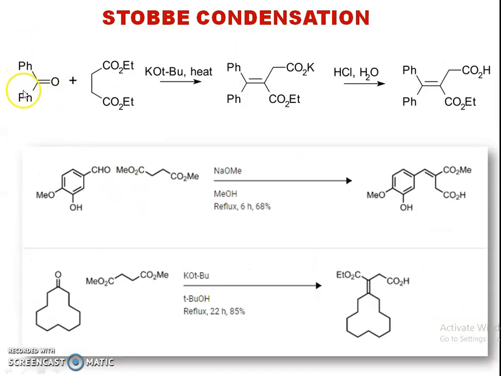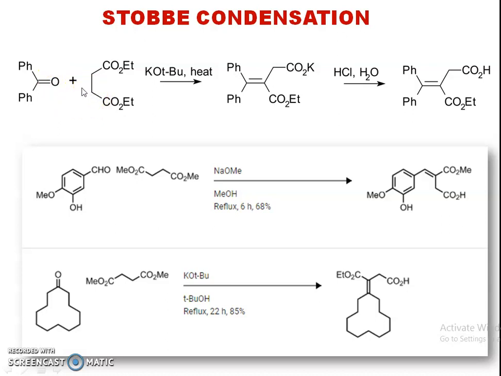Another example, this aromatic carbonyl ketone compound, on reacting with the diethyl ester in presence of a strong base, potassium tertiary butoxide, forms an ester like this. Final product will be like this. If you look closely at this reaction, you can see that it is a very simple reaction.